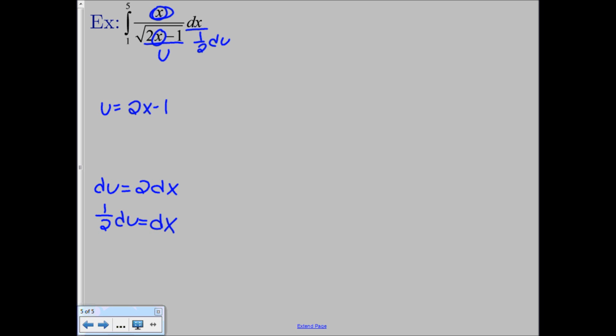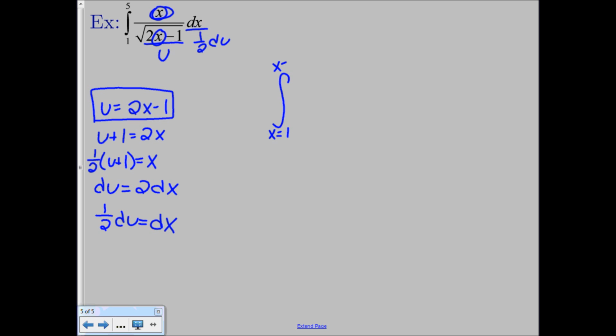So let's just solve for x from this equation right here. If we solve for x, we're going to get u plus 1 is equal to 2x, or 1/2 of u plus 1 is equal to x. So that means I can rewrite this integral as the integral from x equaling 1 to x equaling 5, we'll switch over to u's in a second, of 1/2 u plus 1 over the square root of u, which we're just going to instantly write as u to the 1/2 power, times 1/2 du.